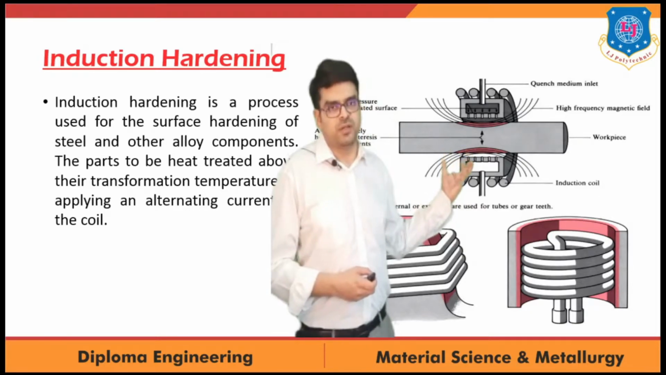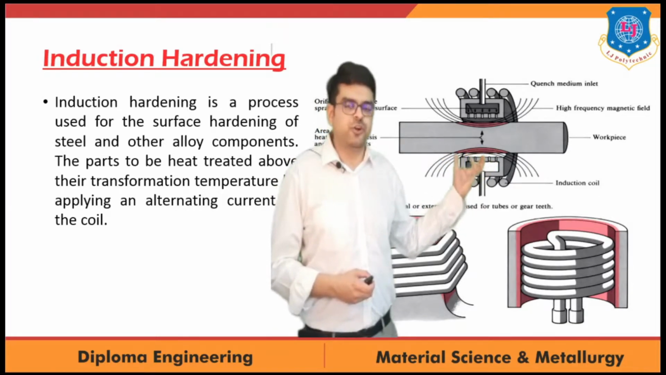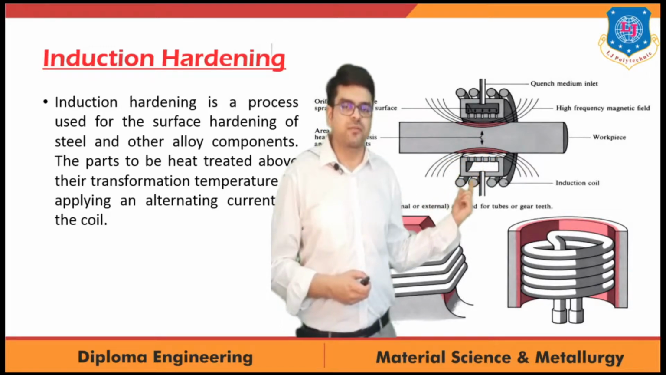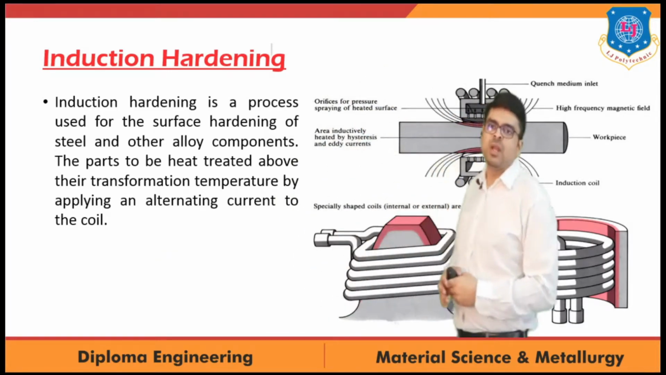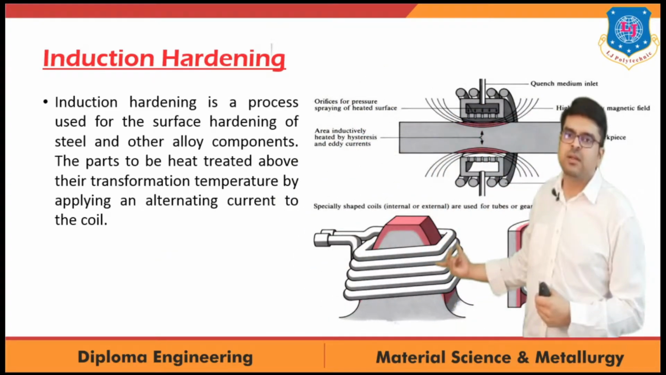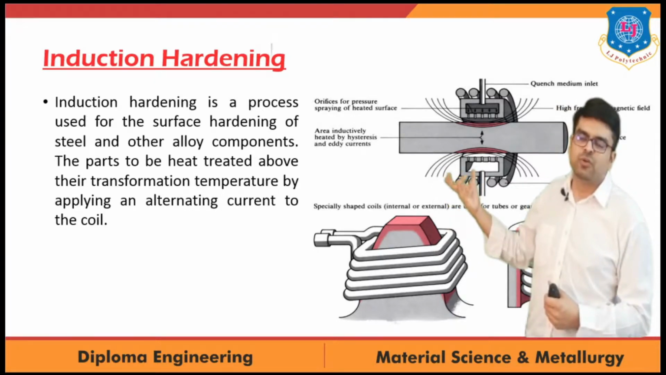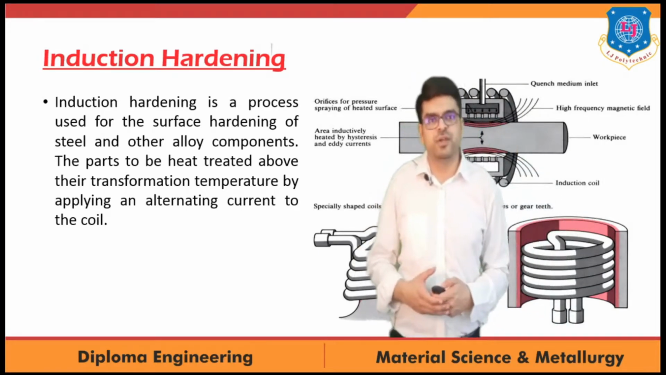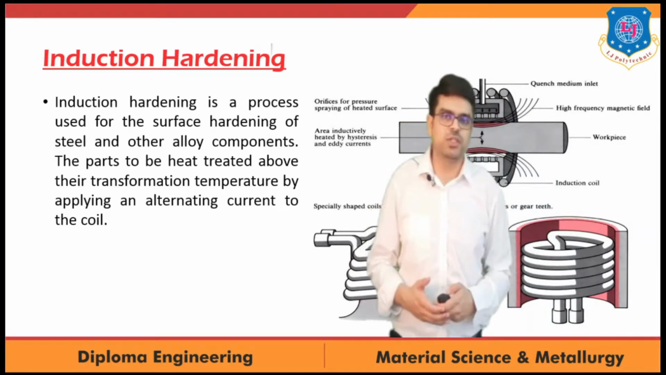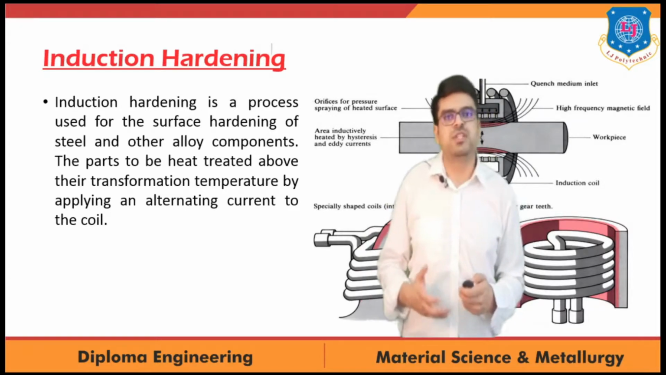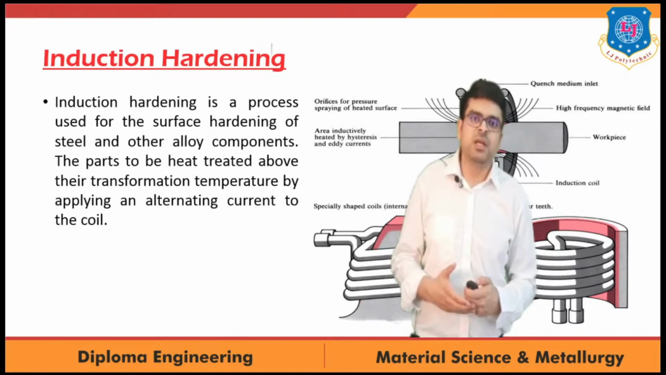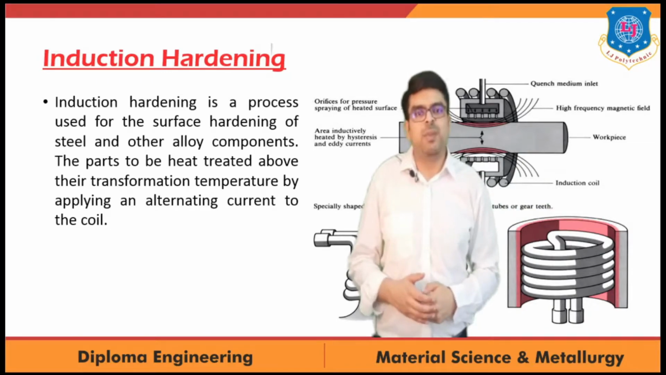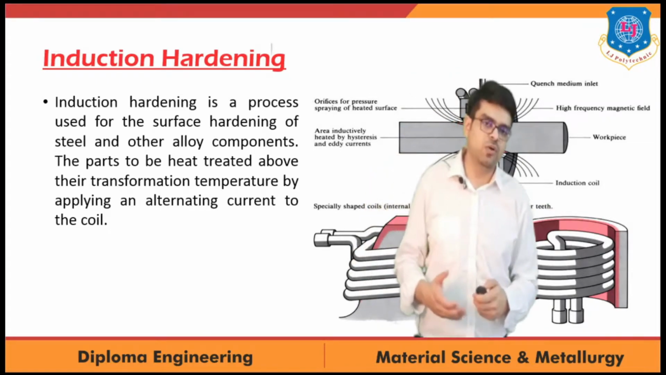As shown in this figure, our object which requires heat treatment process is placed as shown in the figure. A coil is wrapped around our object and then AC current is passed through this coil. Okay, so let's understand this figure. Induction hardening is a process used for surface hardening of steel and other alloy components. The parts are heat treated above their transformation temperature by applying an alternating current to the coil.